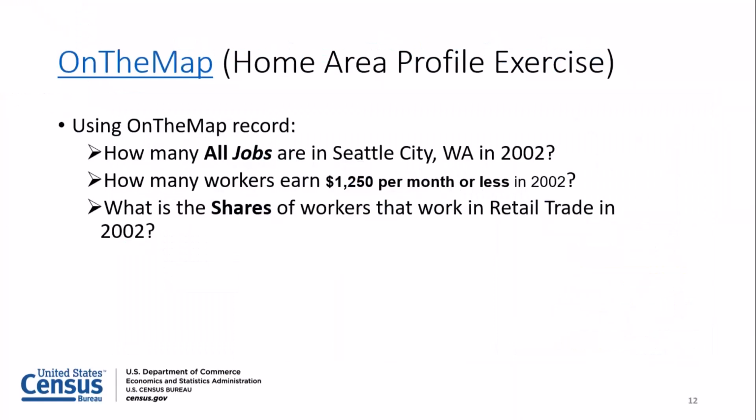And here's another exercise for you. Just remember that this is about where the worker lives. So we're going to look at how many all jobs are in Seattle, Washington again, but now we're looking at 2002. And then we're going to look at how many workers earn $12.50 per month or less. And then we're going to look at what the share of workers is that work in retail trade. So I'm going to go live again.